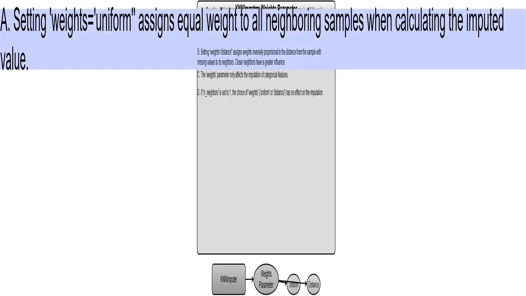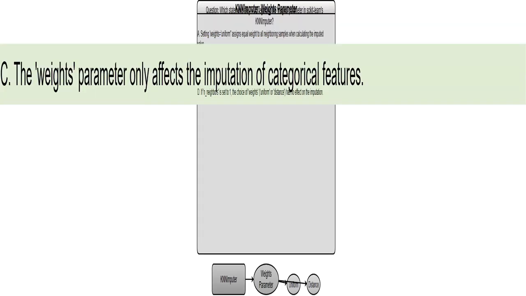When I select uniform, every neighbor gets an equal say in determining the imputed value. It's like a simple average where each neighbor's value contributes equally. This statement is incorrect. The WEIGHTS parameter only works for numerical data. KNNImputer isn't designed for categorical features.